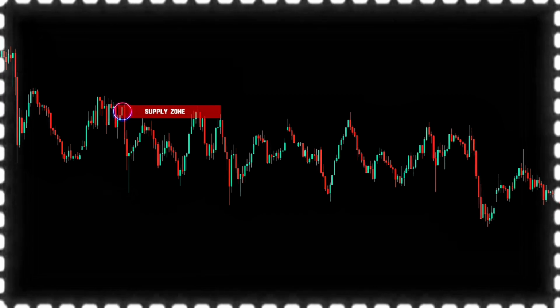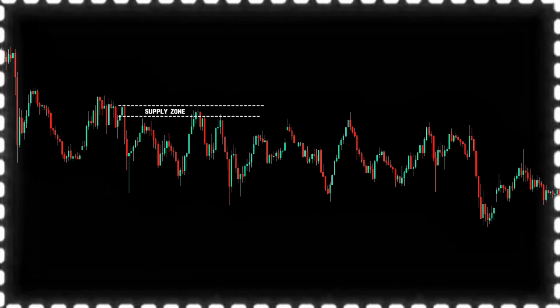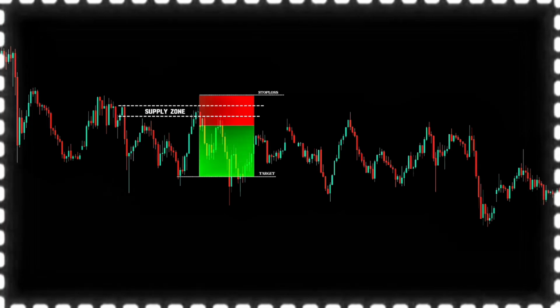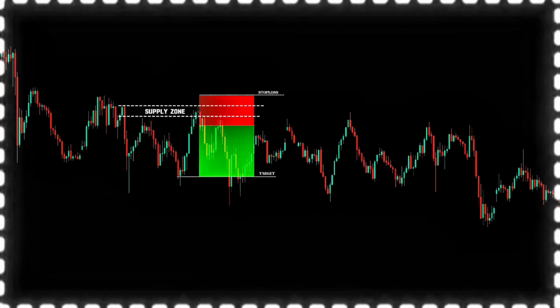But later, the market created another swing, another strong drop. And just before that fall, there was one small bullish candle. That's our new origin candle. So we mark its high and low, extend the zone forward, and wait for price to return again. The entry logic stays the same. Wait for price to return, look for confirmation candle, place your stop loss above the zone, and set your target based on previous lows, ideally a 1 to 3 or 1 to 5 risk-reward setup.